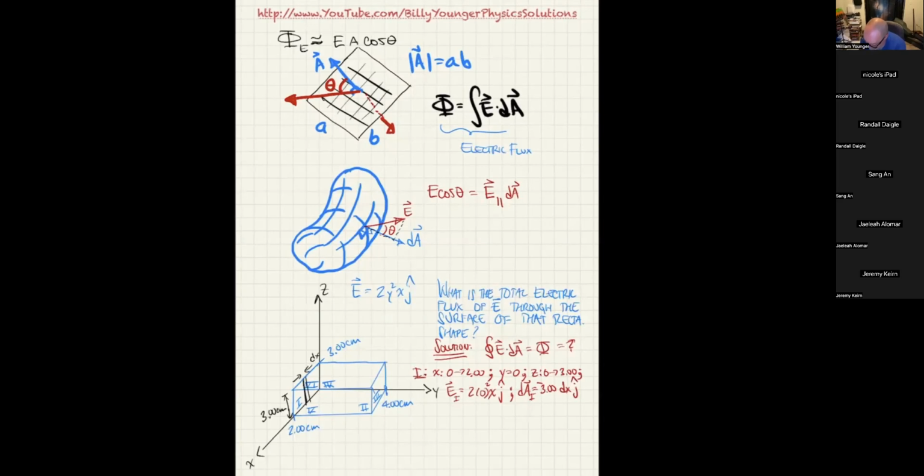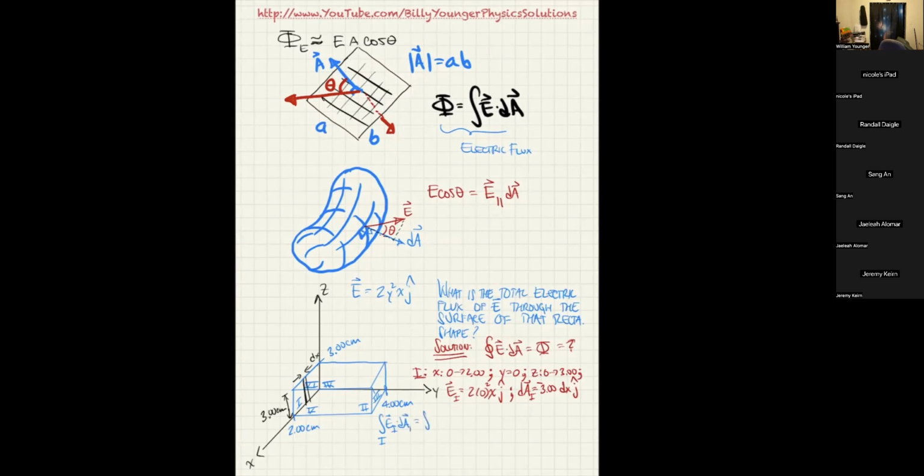The inside of the box is to the right of surface 1. Therefore, we have to point it to the left. That's why I've got a negative. So now I can do the integral over 1 of E dot dA, which I can subscript E1 dot dA1 if I wanted to, which I did.